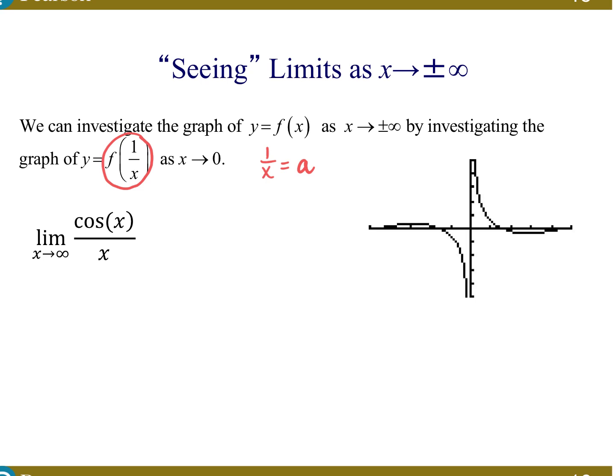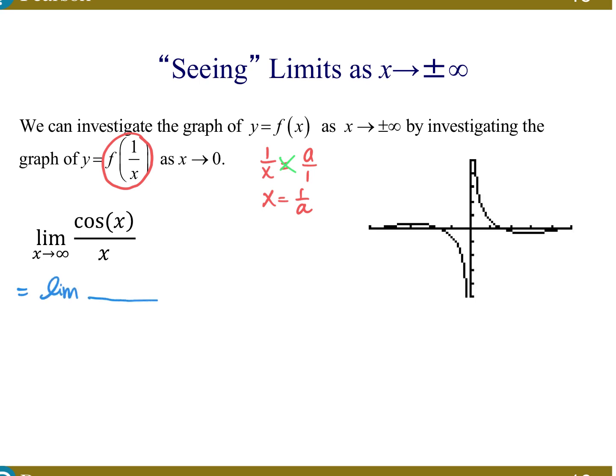If 1 over x is equal to a, and it really will be better if I show you this, a over 1, and we cross multiply. Turns out that x is equal to 1 over a. So if 1 over x is equal to a, then x is equal to 1 over a. Now I want you to go back to this limit and replace everything.